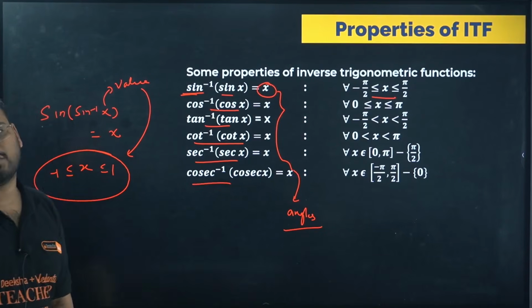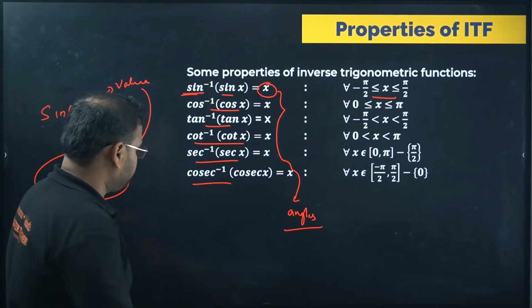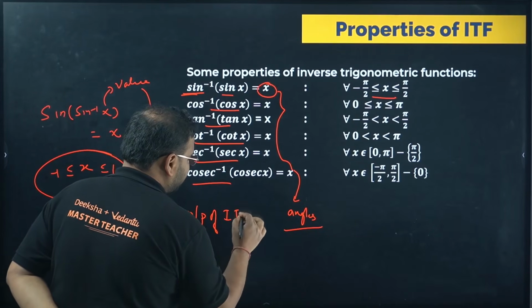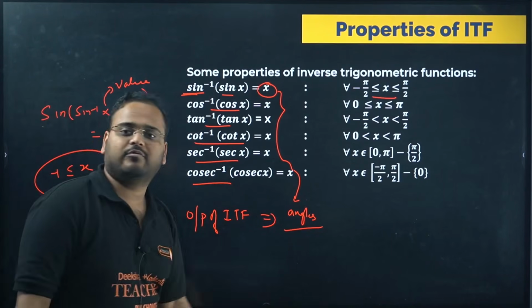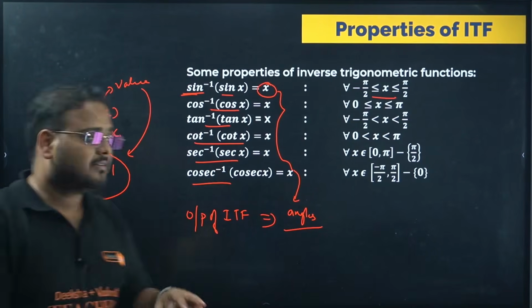Anyway, I mentioned this to all of you already: the output of an inverse trigonometric function is always an angle. What is this right-hand side? Outputs. The answer is always an angle. Clear? Moving on.